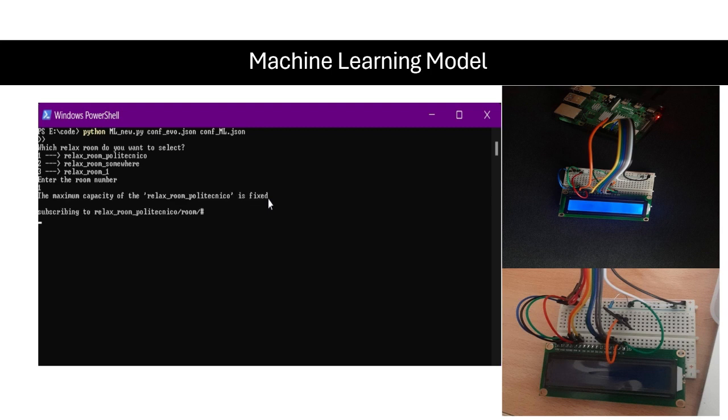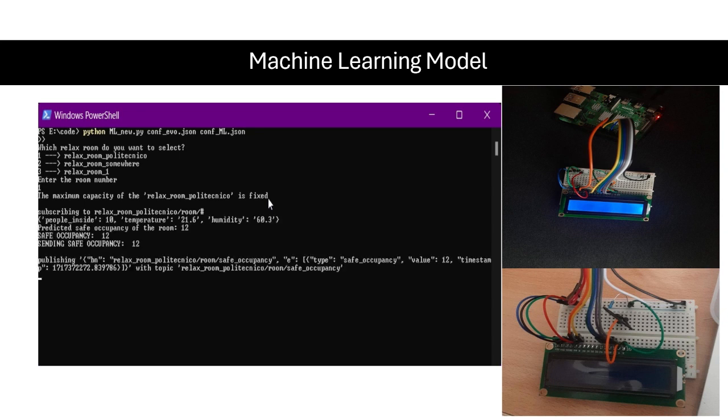Once the REST server receives the information related to the approval or denial for the access of the user, another microservice called machine learning can manage the number of people allowed to enter the room using a machine learning model that considers the number of people inside, the temperature level, and humidity.